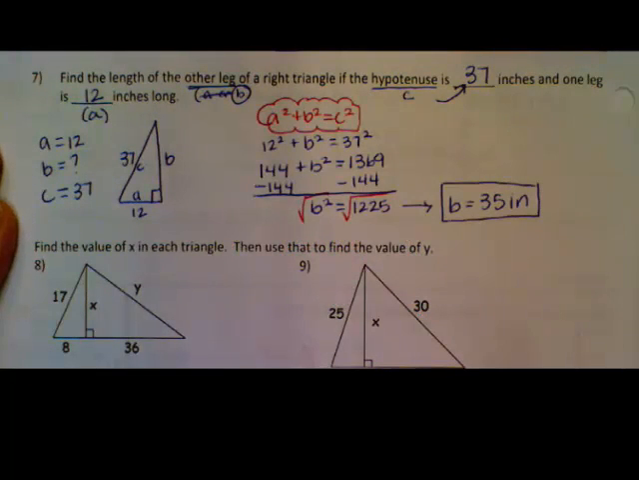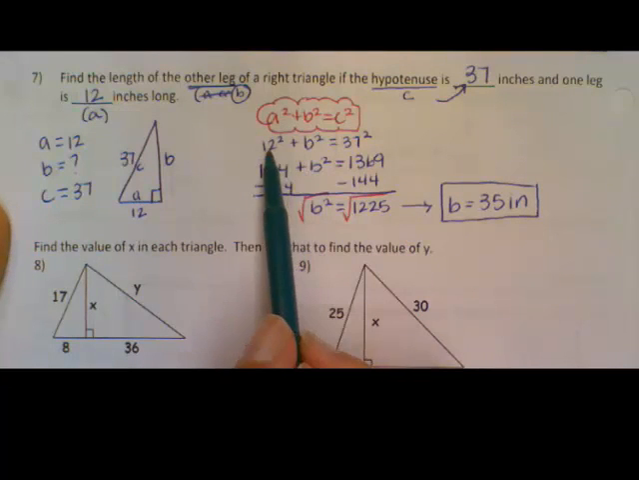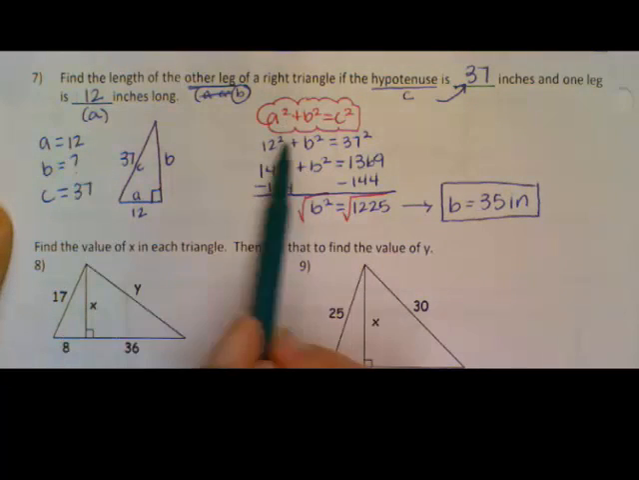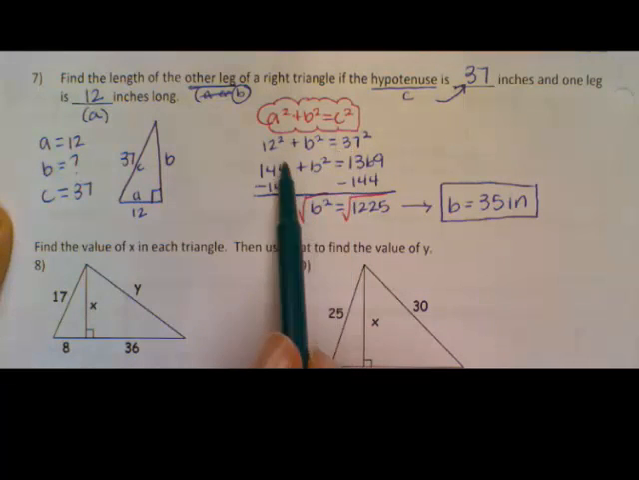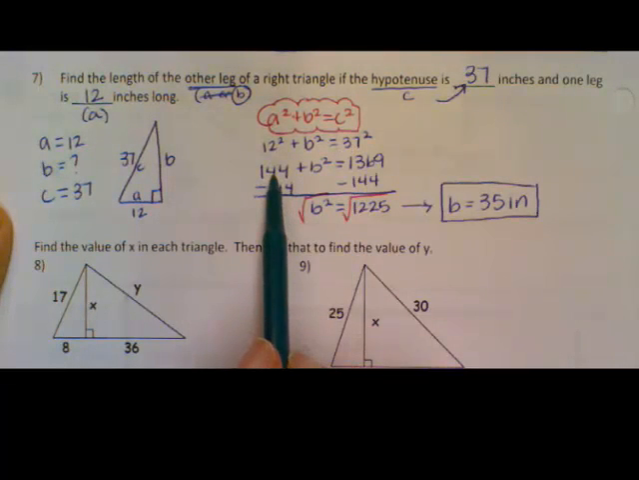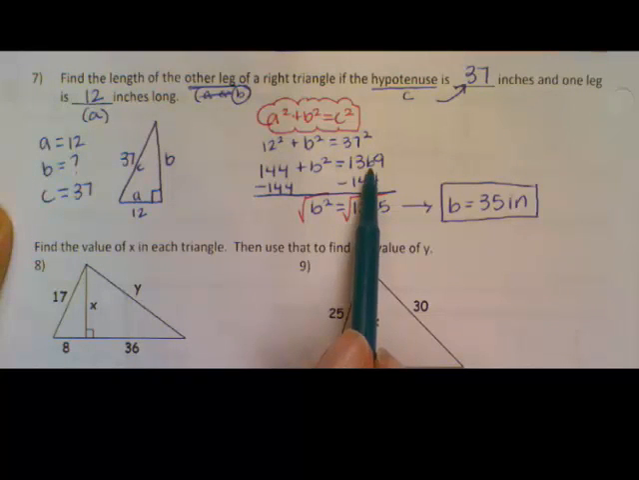So I wrote out the Pythagorean Theorem. I substituted 12 for A. We don't know B. And I substituted 37 for C. I squared 12, getting 144. I squared 37, getting 1,369.